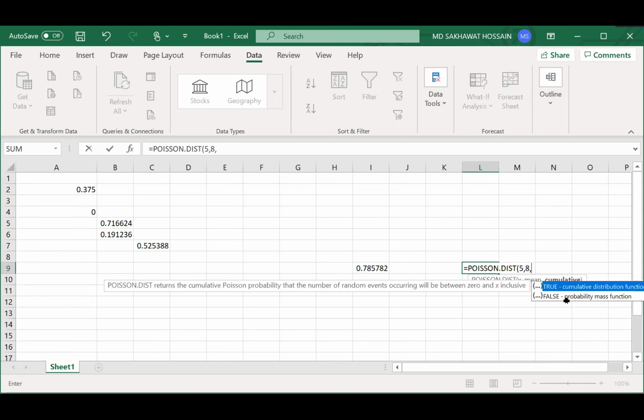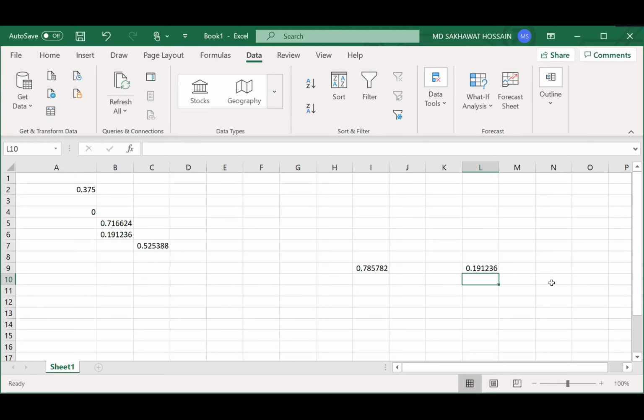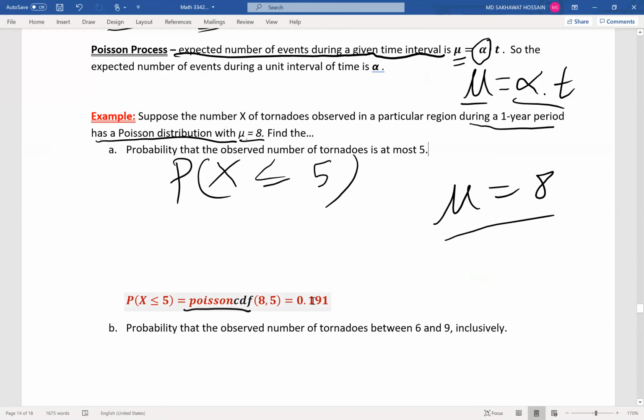And the third one, we have two options here, true or false. If you choose true, that means you are calculating the cumulative probability. And if you choose false, that means you are finding the probability only for a specific value of x. Since here we are finding the probability x less than or equal to 5, this is cumulative probability, so you have to choose true. So this probability is 0.191236. Now let's check the results. Yes, this probability is 0.191.